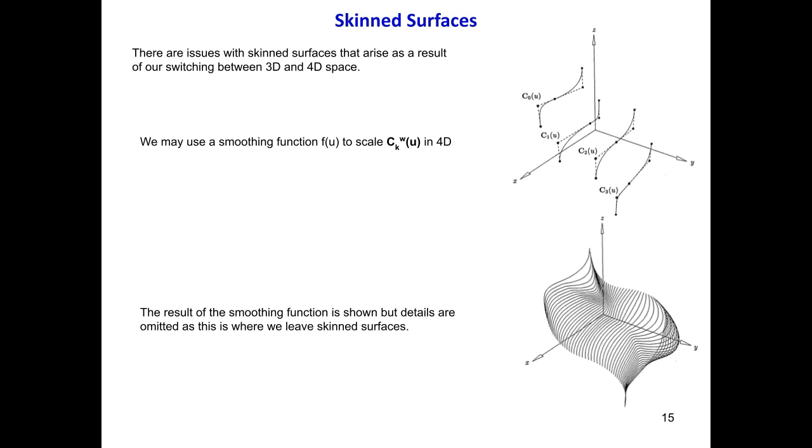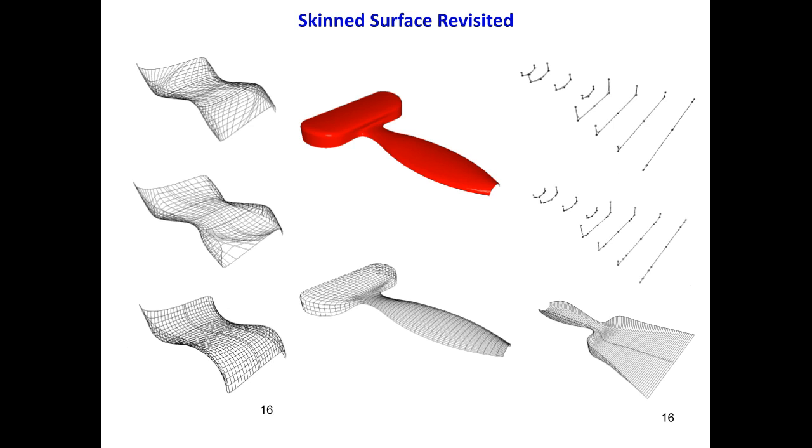And we can utilize a smoothing function to scale our curve set in 4 dimensions. I didn't really get to the details about the smoothing function here, as I kind of thought this was a more advanced topic. Here are some examples of skinned surfaces. The picture on the left, as we can see, is becoming more controlled as we go from the top down.